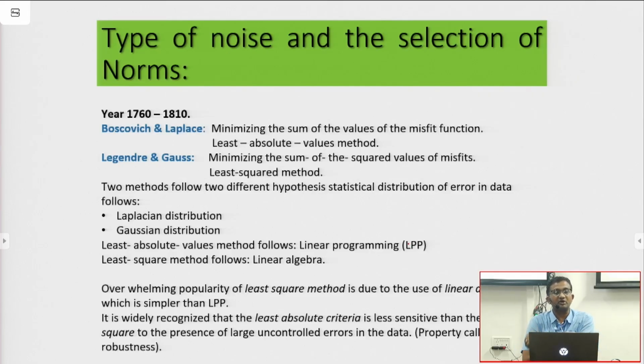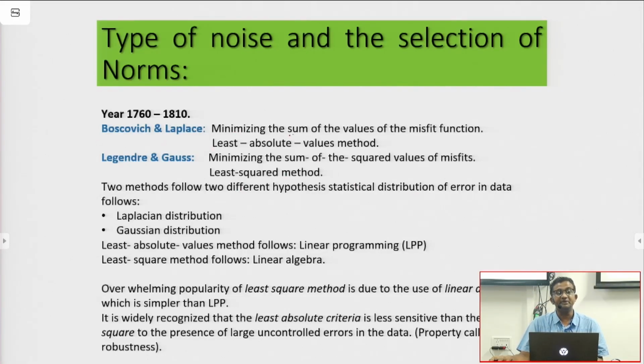So when we are talking about the noise and the selection of the norms, you will see that it has been practiced for a long time. When we were doing this inversion problem, trying to find out the internal structure of the galactic bodies in space, people also used these inverse methods at that time. And two types of algorithm have been used.